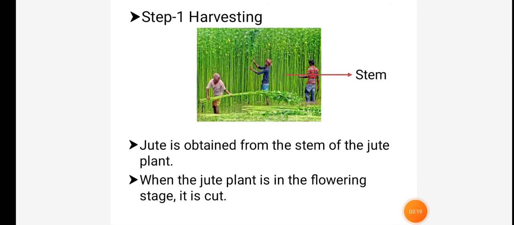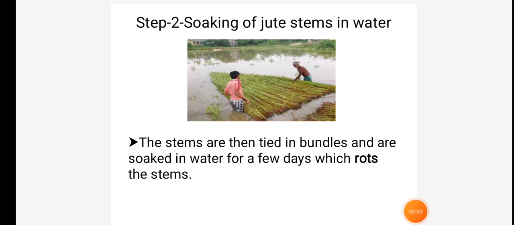Step number 1. Harvesting. Jute is obtained from the stem of the jute plant. When the jute plant is in the flowering stage, means when the plant will start producing flowers, at that time it is cut. Step number 2. Soaking of jute stems in water. The stems are then tied in bundles and are soaked in water for a few days, which rots the stems.